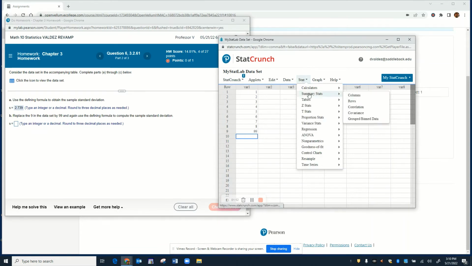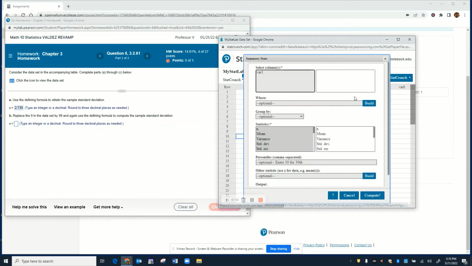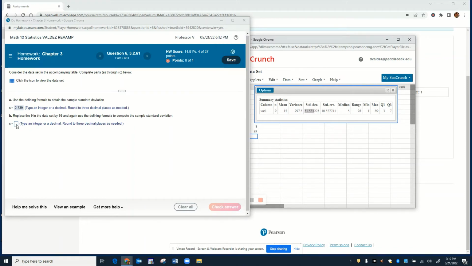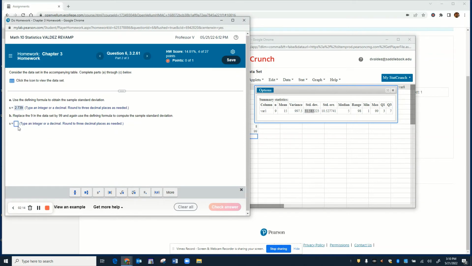So Stat, Summary Stats, and we're going to go to Columns again, Variable 1, and here it already is going to compute all this stuff, so let's go for it. And look now, the standard deviation, 31.583. Wow. And after the 3 is a 2, so I'm not going to round that up.